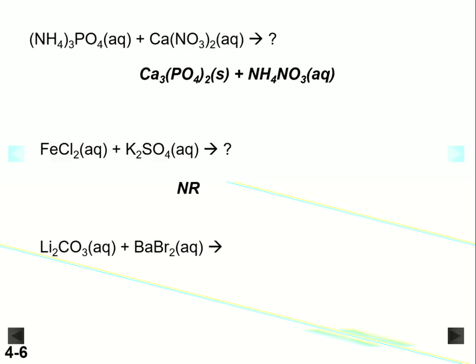Finally, we have lithium carbonate and barium bromide. This is another one to try yourself. Do we see a reaction here or not? So in this case, the lithium bromide is soluble. That doesn't drive a reaction, but barium reacting with carbonate does form a precipitate, so we get barium carbonate solid, and then lithium and bromide are spectator ions.